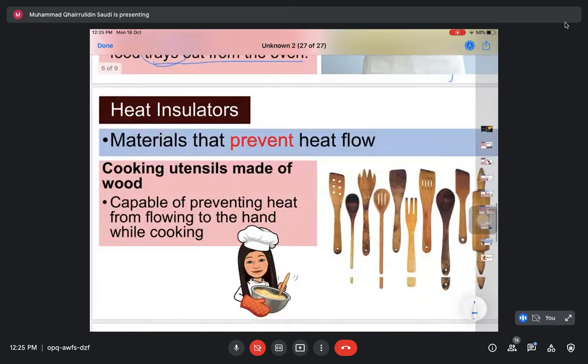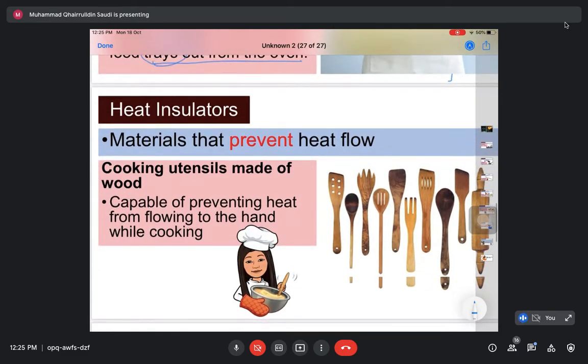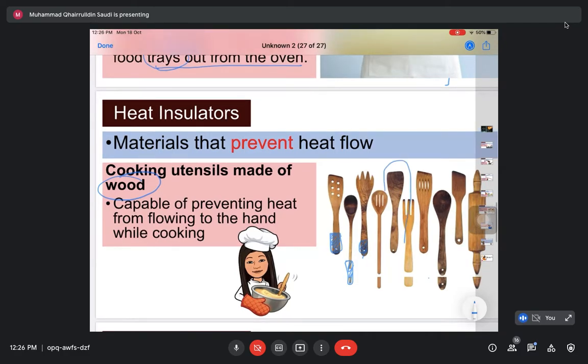Next one is materials that prevent heat flow is cooking utensils that are made up from wood. Okay, before banyak juga cooking utensils that are made up from metals. Okay, but kalau dia macam ni, selalunya the handles, okay, dia ada handles that are made up from insulator. Dia ada plastic handles kan. But if they are wooden, all of it are wooden, so all of it are considered as insulator.